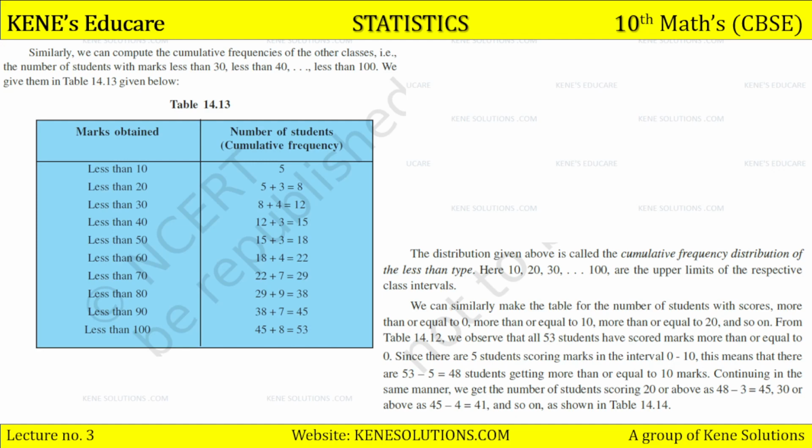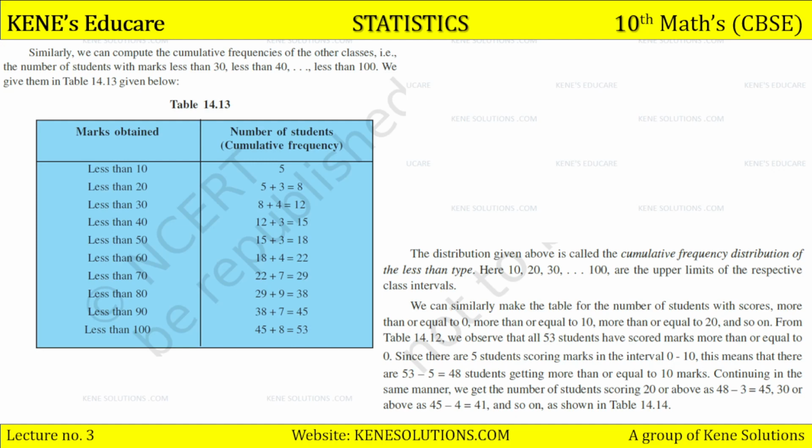We can similarly make the table for the number of students with scores more than or equal to 0, more than or equal to 10, more than or equal to 20 and so on. From the table we observe that all 53 students have scored marks more than or equal to 0. Since there are 5 students scoring marks in the interval 0 to 10, this means that there are 53 minus 5, which is equal to 48 students getting more than or equal to 10 marks.